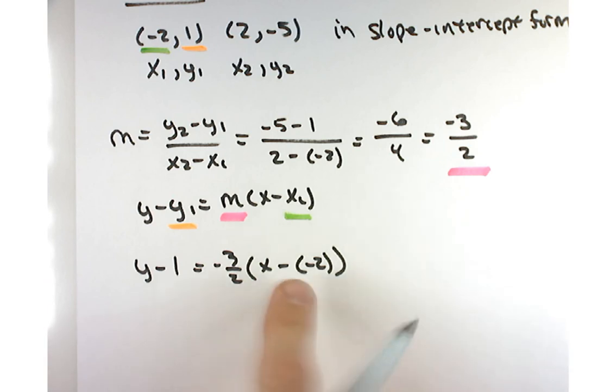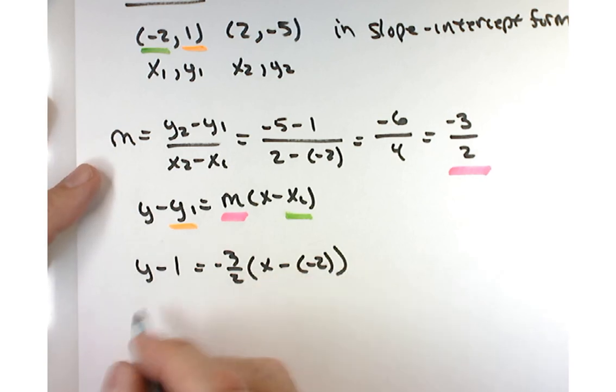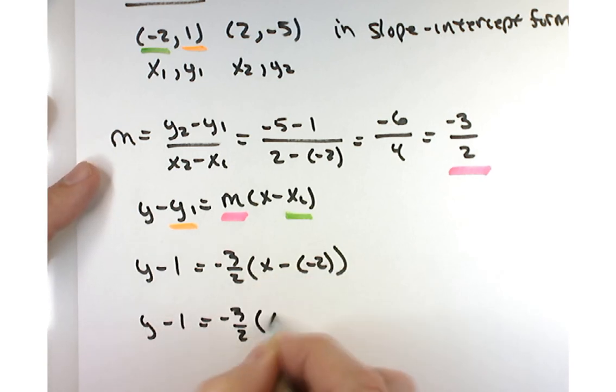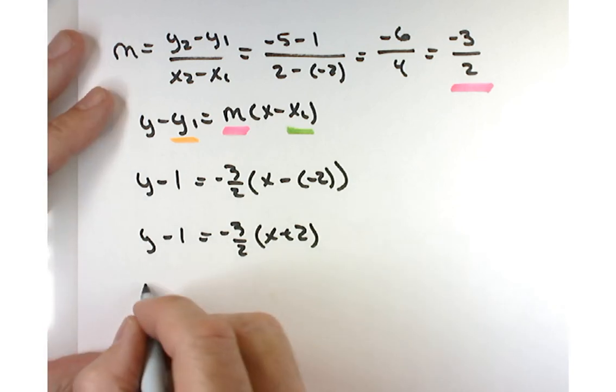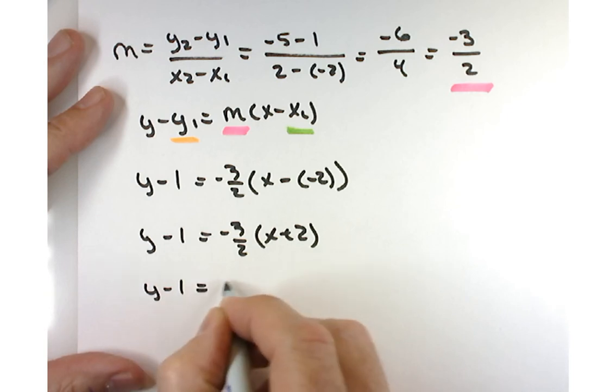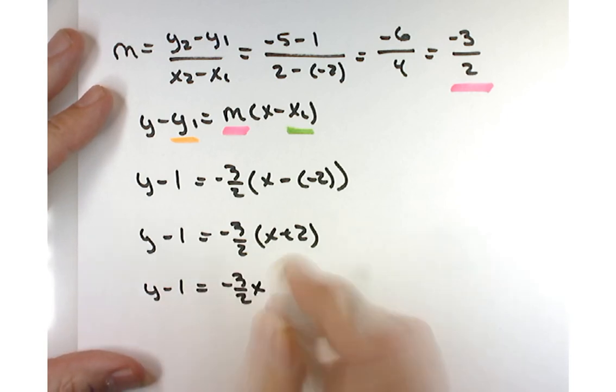In fact, let's clean that up. How does that double negative clean up? Plus 2. Yeah, it becomes a plus 2. And I like the idea of cleaning that up before I distribute. So when I distribute, I get y minus 1 equals negative 3/2 times x.